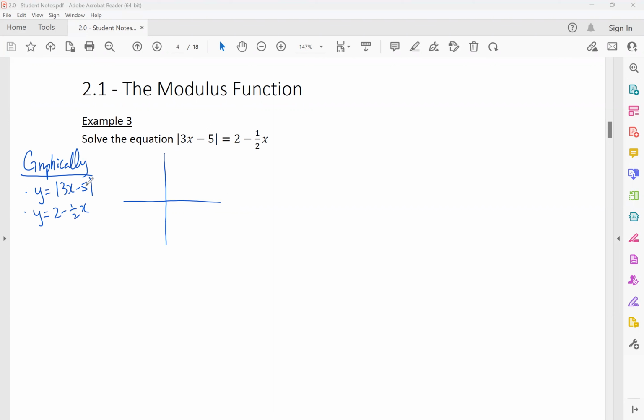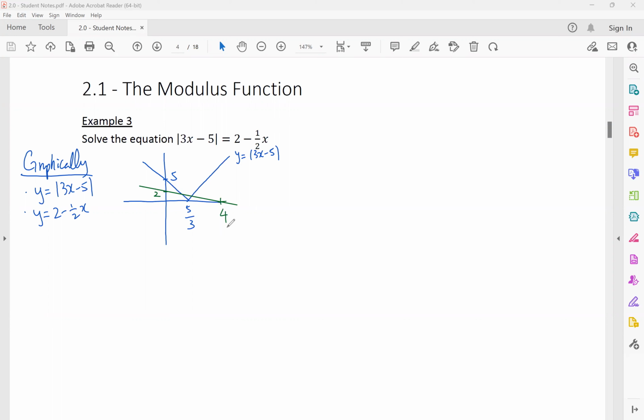So let's do the first one, modulus of 3x minus 5. It looks like this perhaps. So that's y equals modulus 3x minus 5. Let me use a different color for the second graph. For y equals 2 minus a half x, when x is 0, y is 2. When y is 0, x equals 4. So it's going to be a graph like this, perhaps. Roughly. So that's 2, and that's 4.